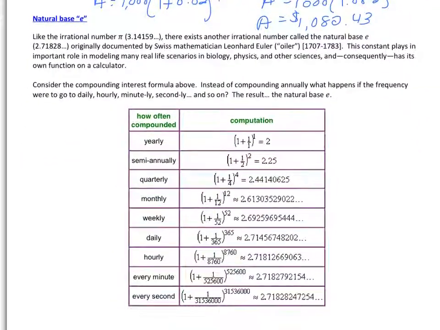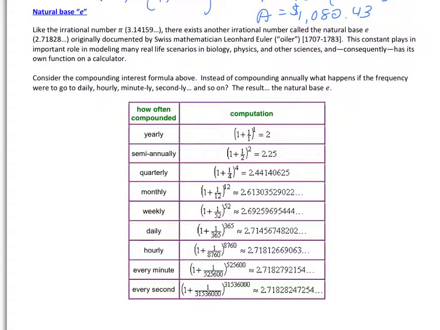If we looked at that same formula, and instead of looking at a quarterly frequency, we speed that up, going faster, so quarterly down to monthly, down to weekly, daily, hourly, every minute, every second, and so on and so forth, you can see that this number starts to show up. So by daily, we're at 2.71, and it goes down and down until you get to 2.718... And that's exactly what that natural base e is.